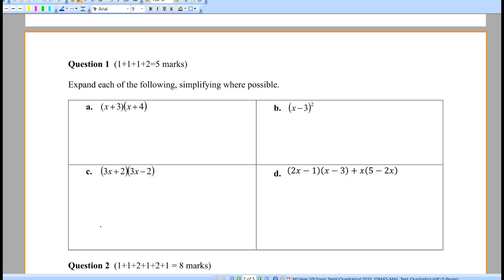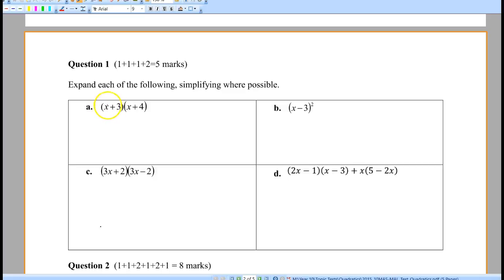Let's have a look. This sort of goes through all the things we've looked at in quadratics, and it's been a big section, so it's time to try and tie it all together. The first thing is that we need to know how to expand. Now you expand by removing brackets. Remember, factorizing inserts, expanding removes.